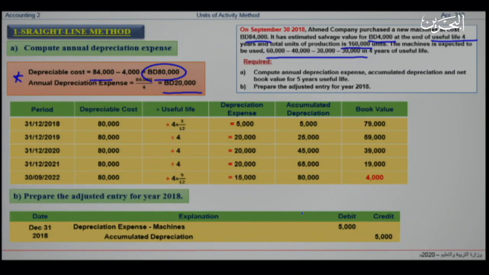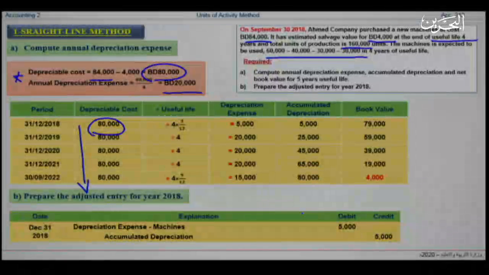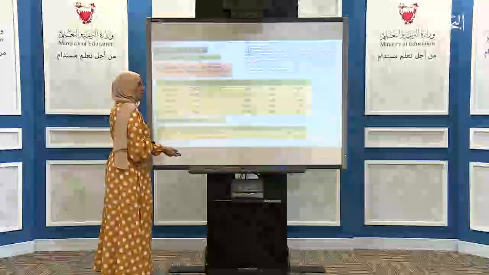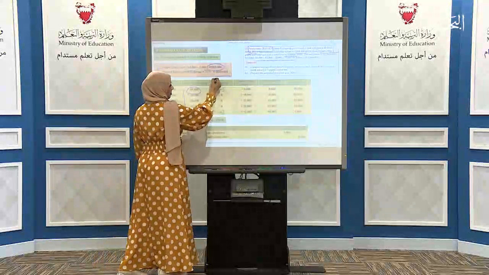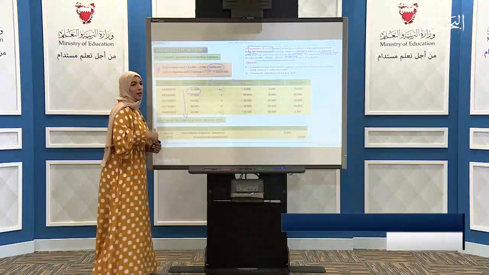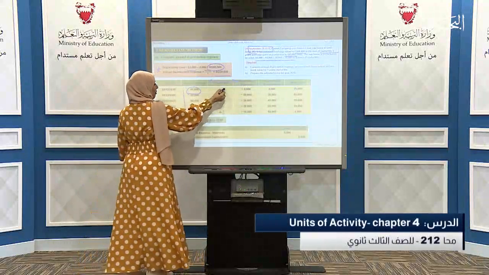For the first period, the depreciation cost will be 80,000, and it will be fixed for all the periods. For the first period, I should notice the purchase was on September 30, 2018. It's not from the beginning of the year. So it starts from October until December, which is 3 months.